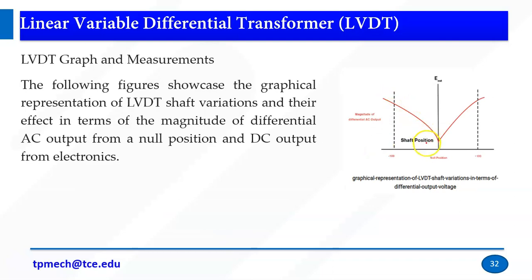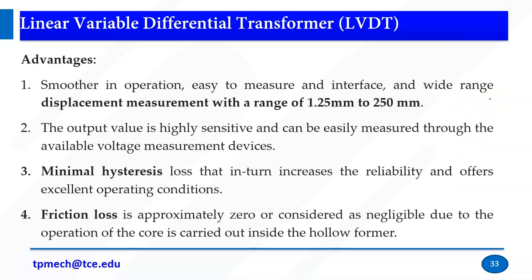So this is what they have graphed here. The null position has a value of 0. If it is negative, again it will be negative. The output keeps increasing on this side. This is the graph and measurement. Okay, so the linear variable displacement transducer works on the principle of inductive transducers.